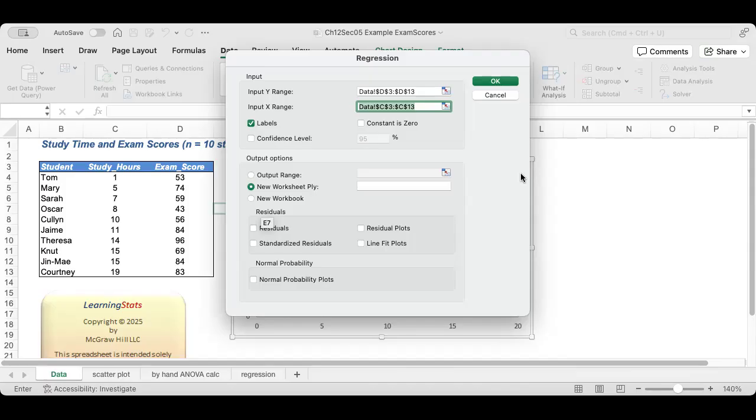How confident am I on the true average slope and the true average intercept being the numbers I came up with? I can get a confidence interval. I'll give it 95% as a confidence level. My alpha's 0.05. And we'll put all this information in a new worksheet. Click OK.